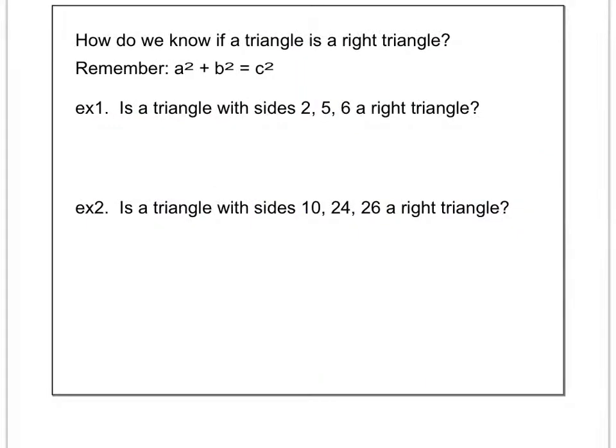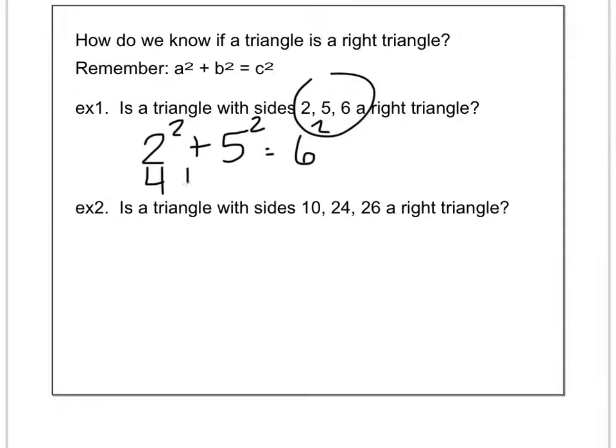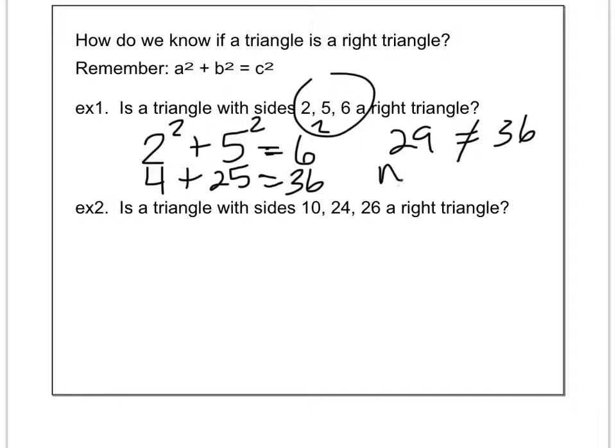Let's look at a few examples and see whether or not they are right triangles. So here I've got 2, 5, and 6. What I need to do is plug those values in to A, B, C. If you order your sides from least to greatest, the first two numbers will be A and B, and then C is always the longest. So let's try this. We've got 2 squared plus 5 squared equals 6 squared. So we're going to square all the numbers. We've got 4 plus 25 equals 36. Well, at this point, we should be able to say that 29 does not equal 36, so it's not a right triangle.